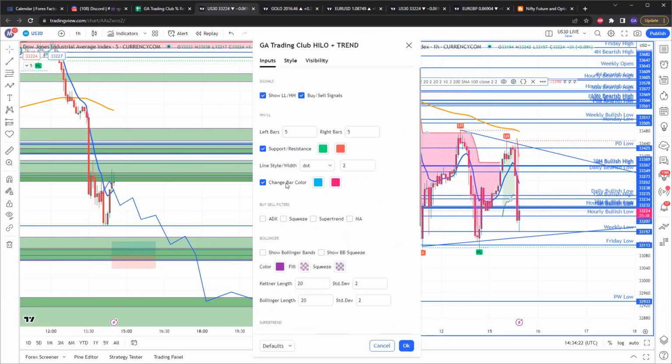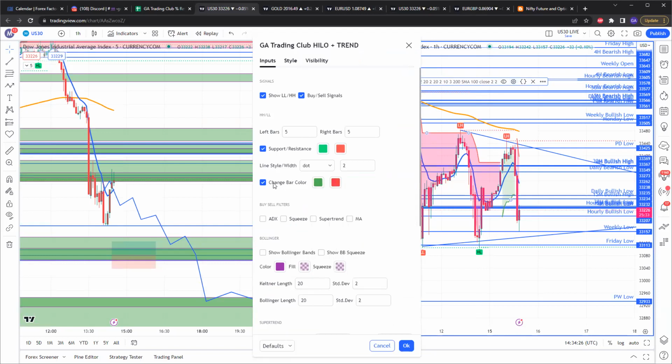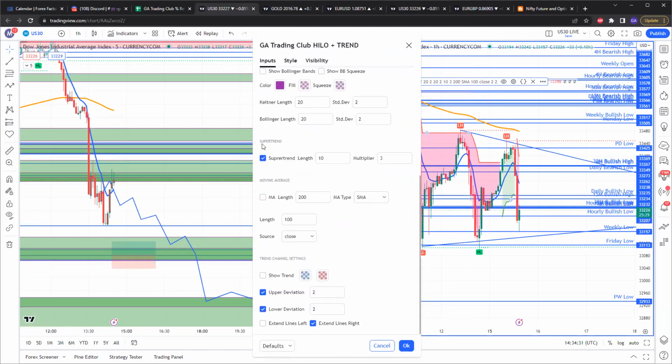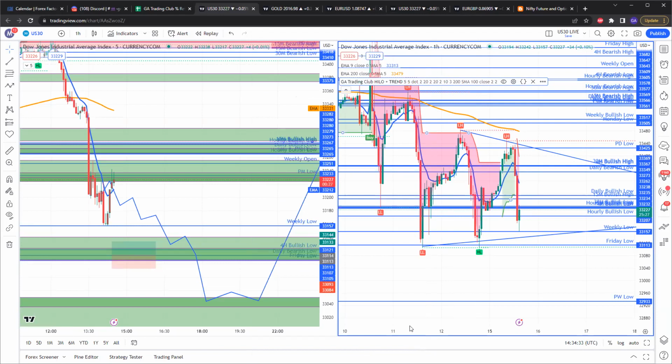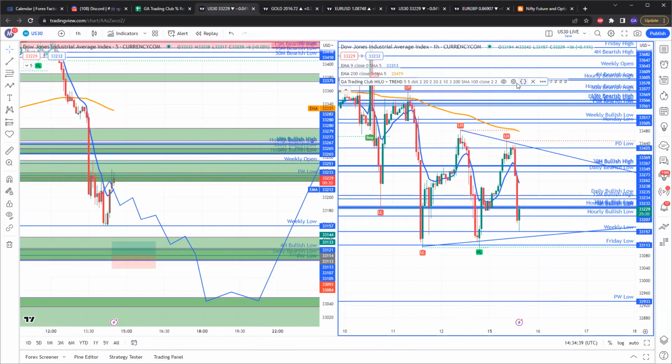Change this. So for this one, for me, I just like my candle color to change. If you don't want your candle color to change on this indicator, just uncheck that box and you'll have your regular candles. I know there are people who like seeing a bullish or bearish candle. For me, I just like trading with the trend.